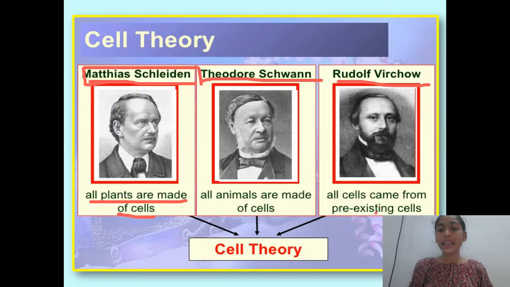All cells came from pre-existing cells, and pre-existing cells do not get created by chemical or physical forms. You know, they get created by themselves. Like how human beings are created. We don't have a very first human being, right? They came from monkeys, and monkeys came from other creatures. In the same way, cells also came about in that way.